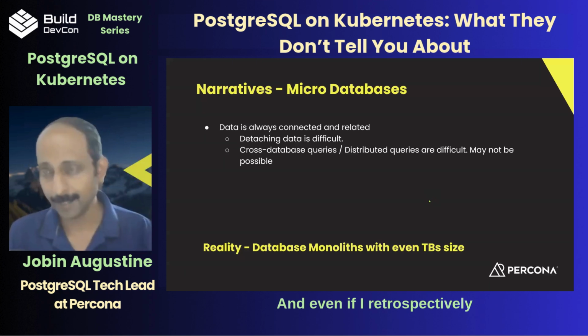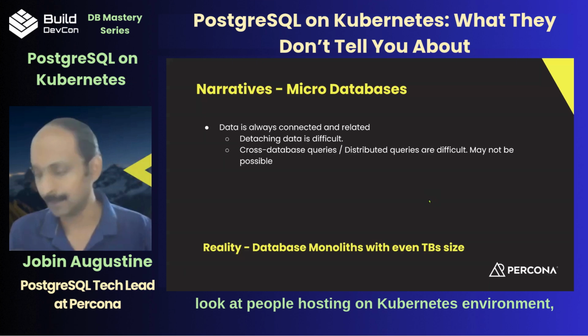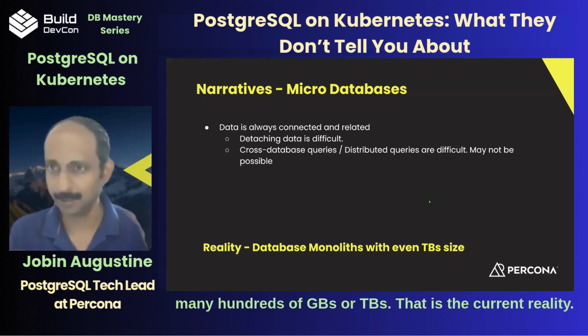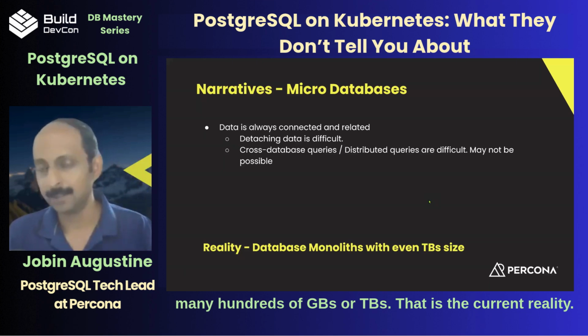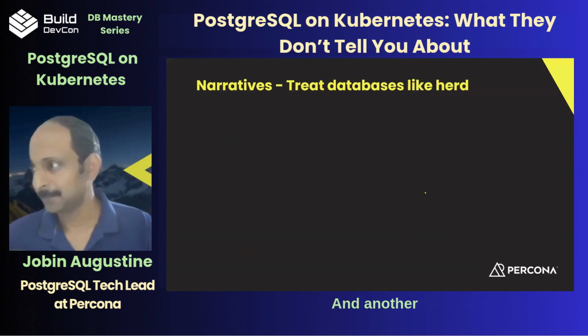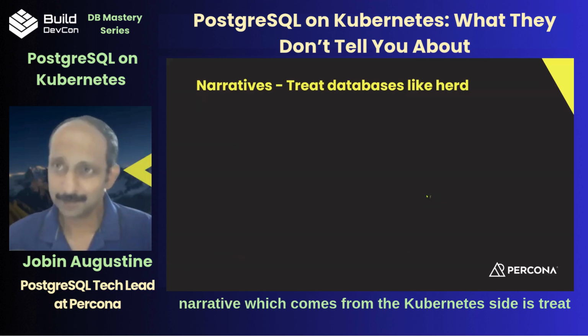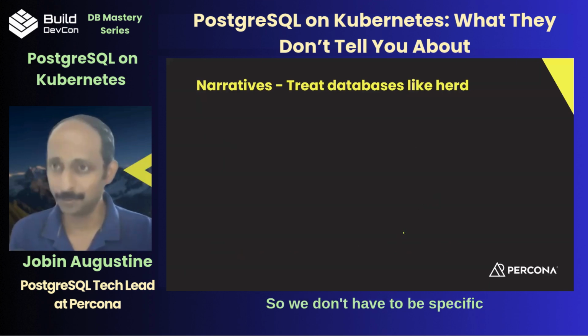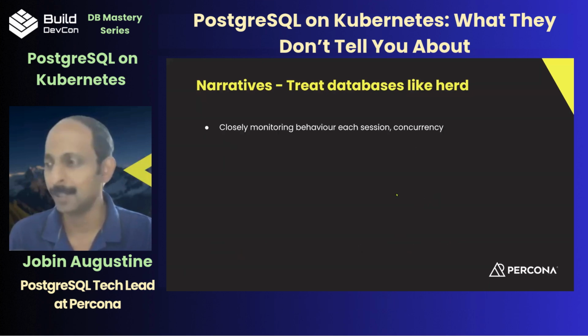And even if I retrospectively look at people hosting on Kubernetes environment, what I see is their database has grown to TBs, many hundreds of GBs or TBs. That is the current reality, because there is no way to detach it and move on. And another narrative which comes from the Kubernetes side is to treat everything like a herd, like cattle. So we don't have to be specific about some database or something.